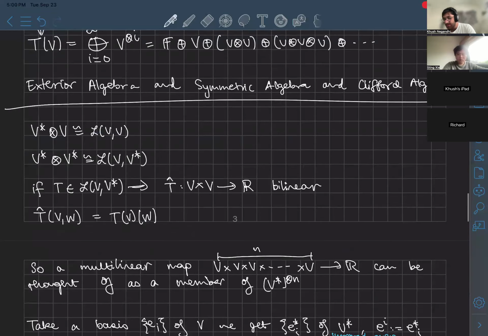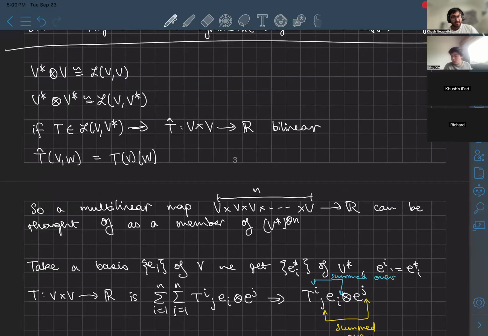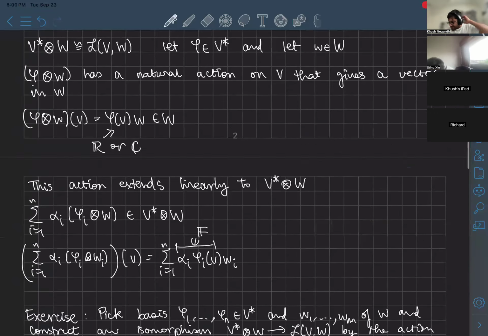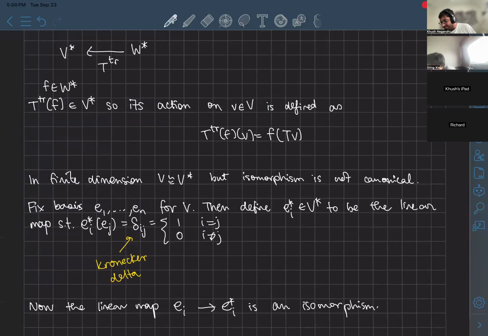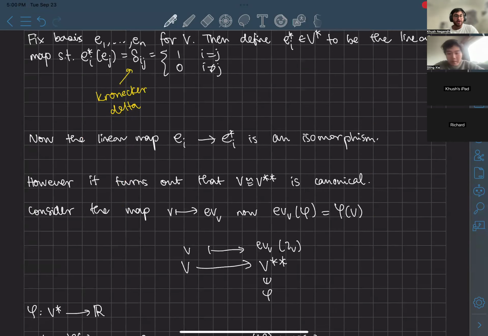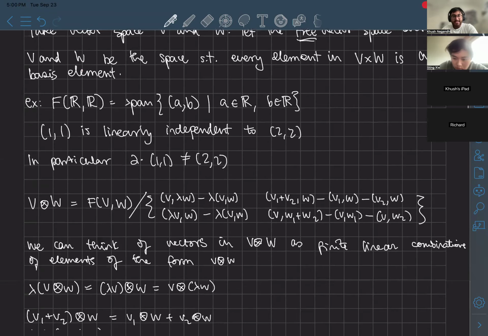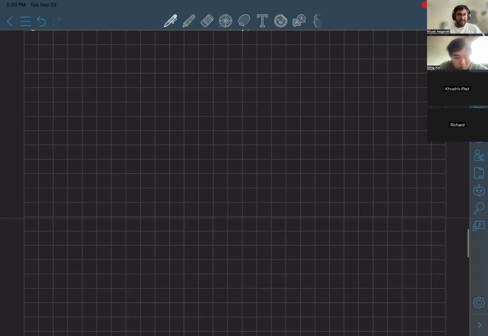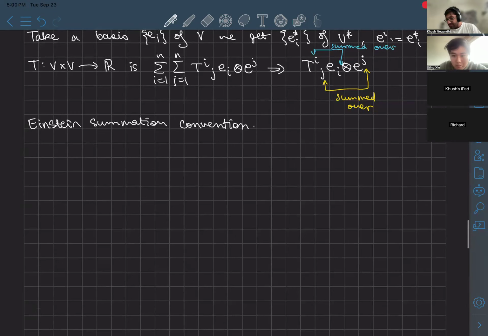Okay. So we've looked at these tensor products, but remember in the beginning, I mentioned that V and V double dual are canonically isomorphic. So let's now use this isomorphism and look at linear maps.